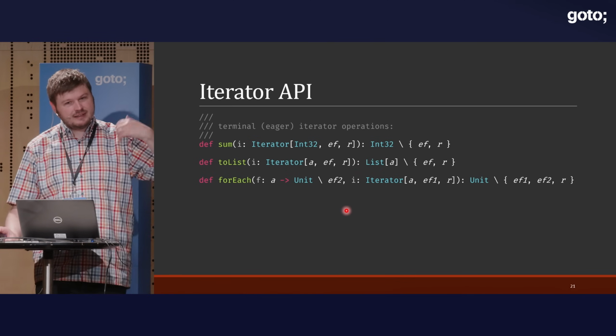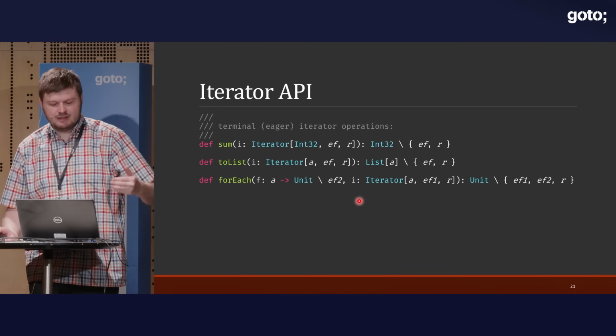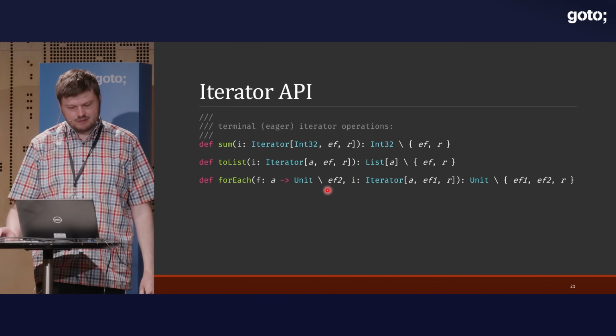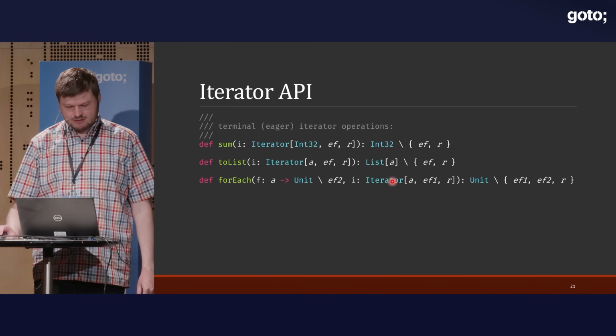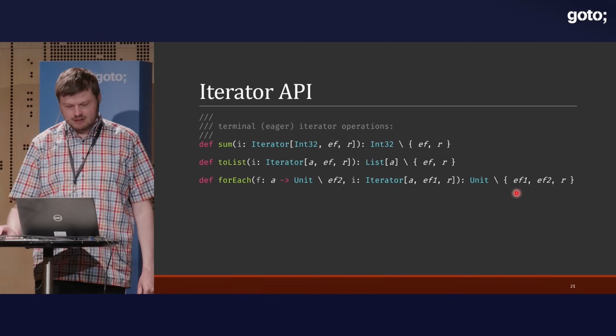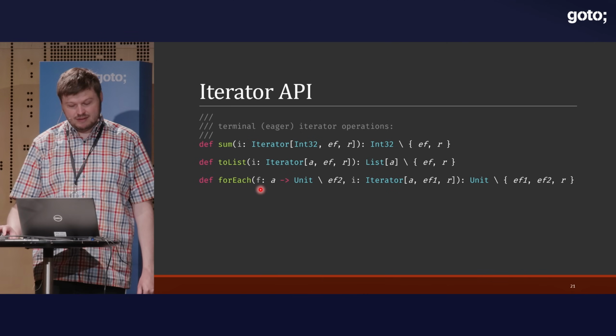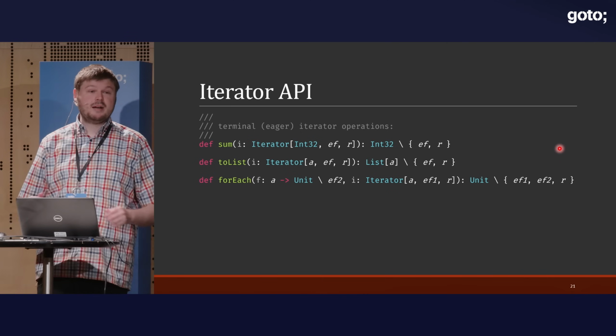ForEach gets a little bit more complicated here, because forEach means now we are applying a function eagerly to every element, so that function itself could have some effect. But really, all it says is that now we get the effect that was suspended in the iterator EF1, together with the effect of F, if it has any, and the region R might be touched.